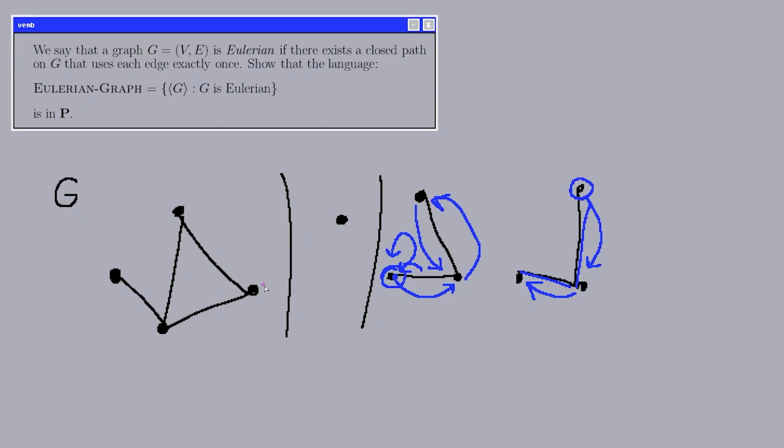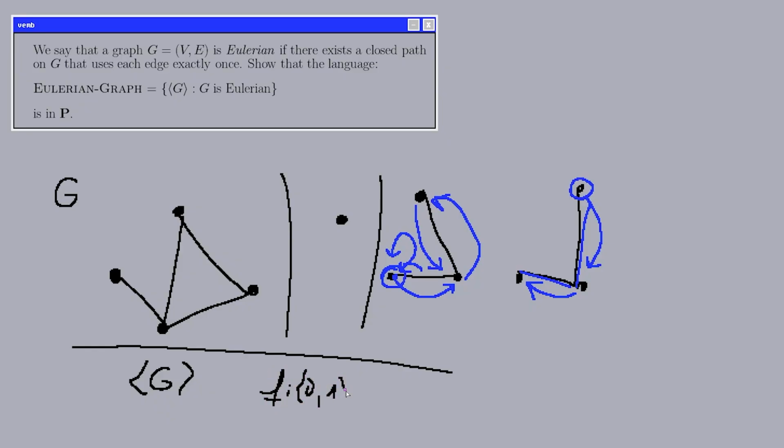And here there is something else also to precise. What is exactly this notation with the angles, this G in some brackets? It basically means that it's a binary encoding of the graph G, because we are studying a language and thus problems that take an input that is a binary string and output either no or yes. And so the encoding of G could be anything that you want.